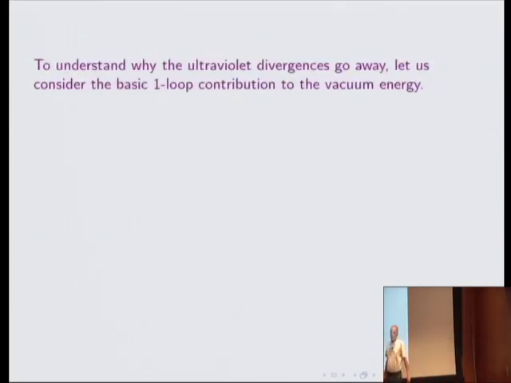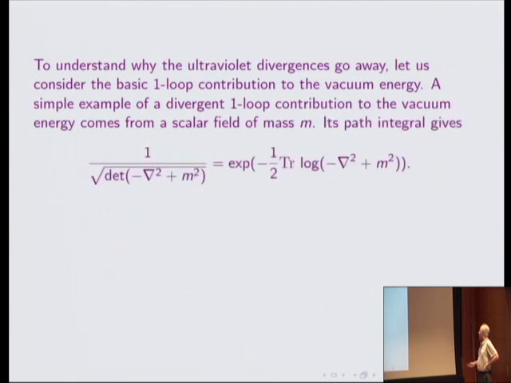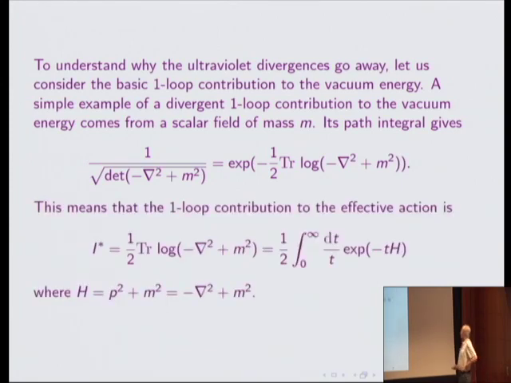Now, we're going to discuss why the ultraviolet divergences go away, but I'm going to give you as an example the one-loop contribution to the vacuum energy. So a simple example of a divergent one-loop contribution comes from a scalar field of mass m. And its contribution to the path integral is 1 over the square root of a determinant. But we can write 1 over the square root of a determinant as e to the minus a half trace log. And that means that the one-loop contribution to the effective action, this is e to the minus the effective action. So the one-loop effective action I'm calling I star is this thing. It's a half trace log.